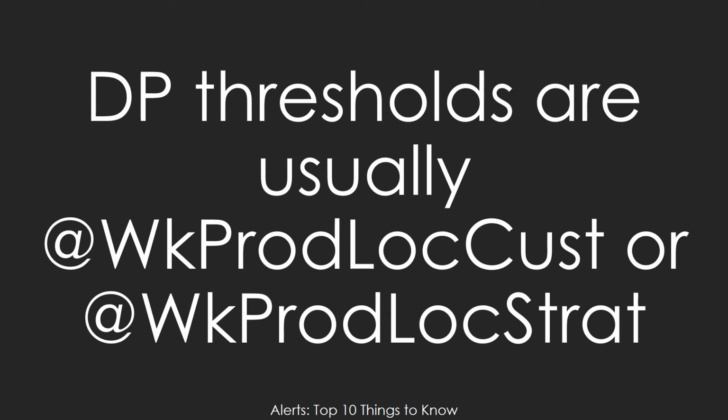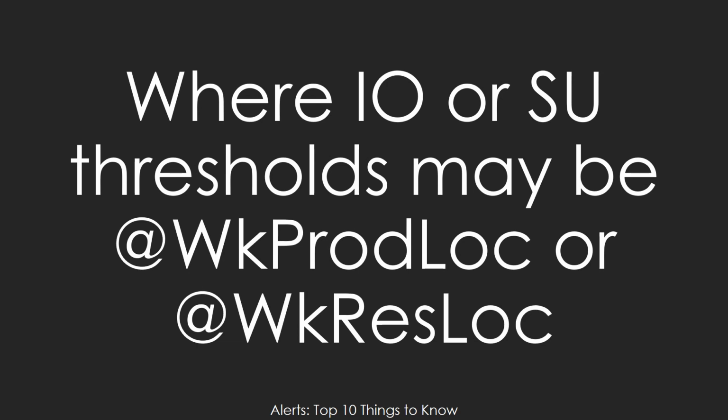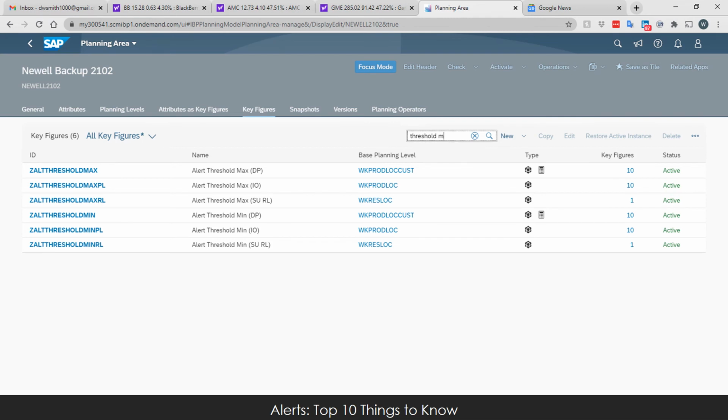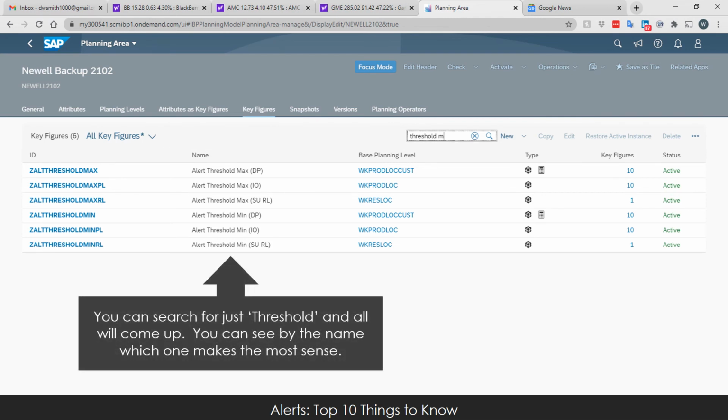DP thresholds are usually week, product, location, customer, or week, product, location, strat. Where IO or supply thresholds may be at week, product, location, or week, resource, location. You can search for just threshold and all will come up. You can also see by the name which one makes the most sense.